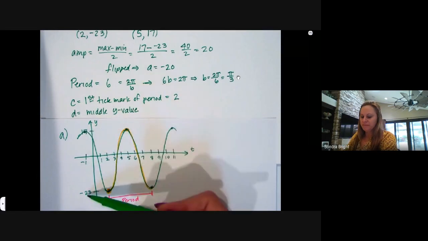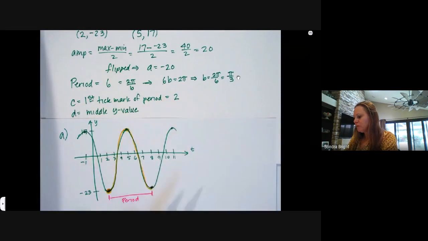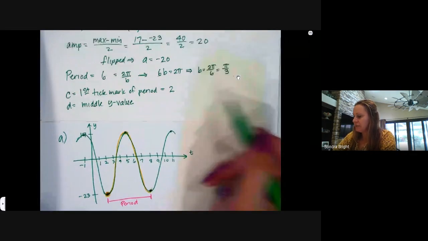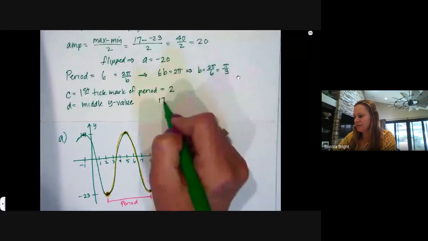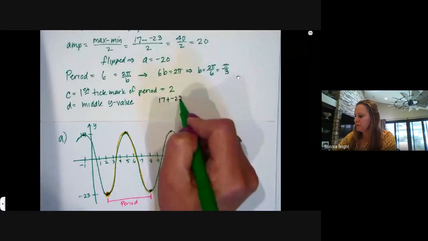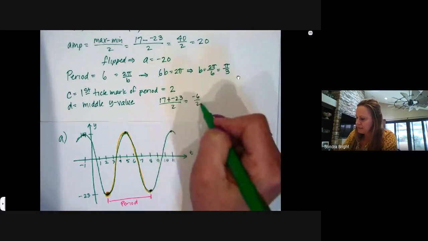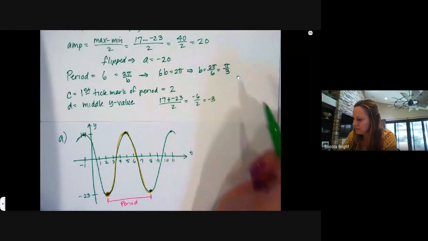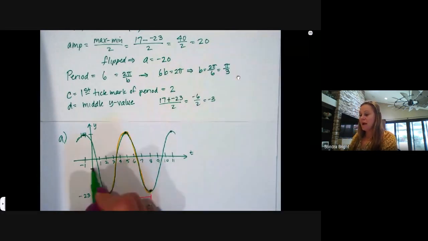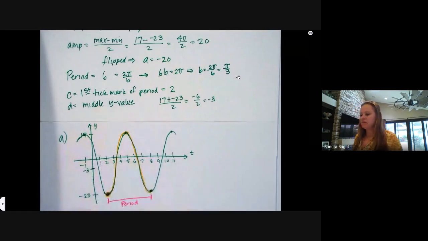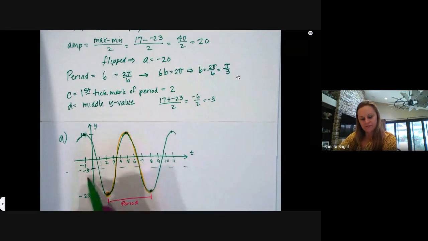So one way to do it is just to go 17 plus negative 23 divided by 2, which would be what? Negative 6 over 2, so negative 3. So let's say this is negative 3 here for the Y value. Does it look like it's about the middle? Did I do a good job? Ish. Not too bad. All right, so middle Y value is negative 3, so that'll be your D value.